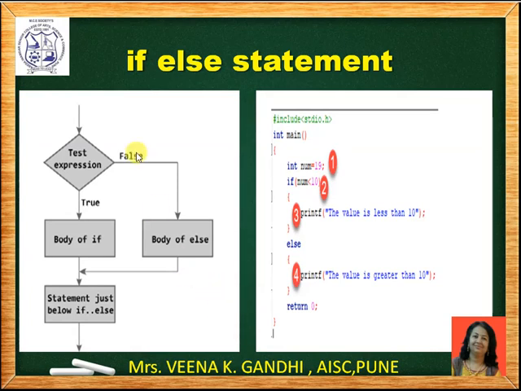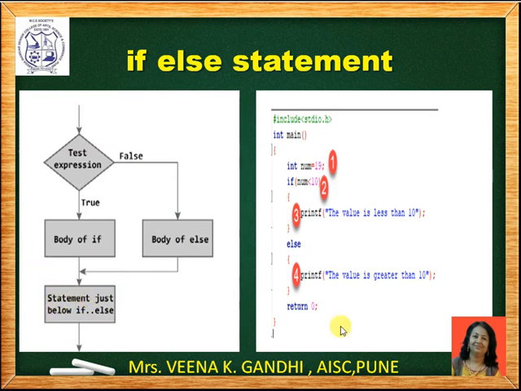Let us understand again in the flow chart. In the test expression, in the test condition, if it evaluates to a true value, then the body of the if statement will be executed. If the test condition evaluates to a false value, then the body of the else will be executed. After that, the statement just below the if else will be executed.